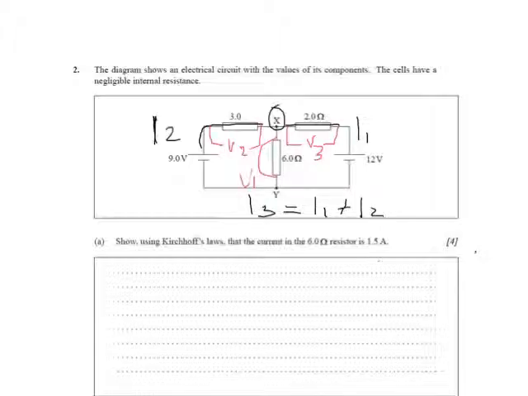So we can see that if we show these potential differences, V2 being the potential difference across the 3 ohm resistor, V3 across the 2 ohm resistor, and V1 across the 6 ohm resistor. So if we have a look at this, let's look at this loop. The EMF is 9 volts, so 9 volts equals V2 plus V1.